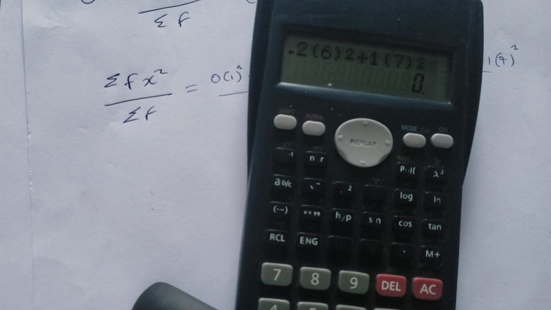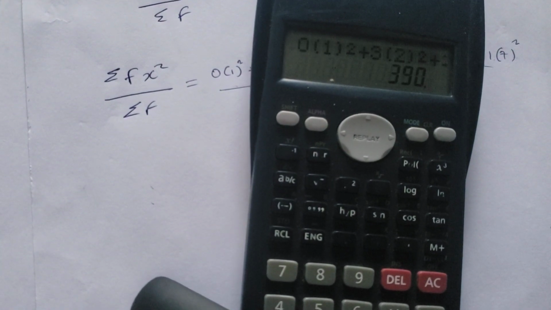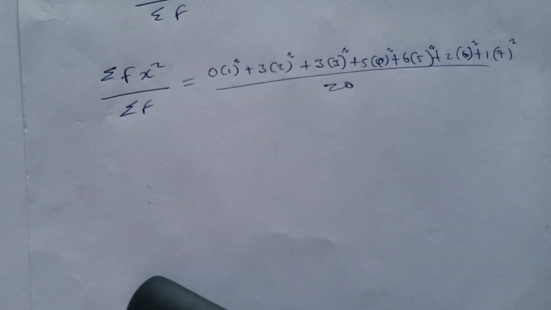Then after entering all the data, we divide. We have 390. So that 390 we're going to put as our numerator.